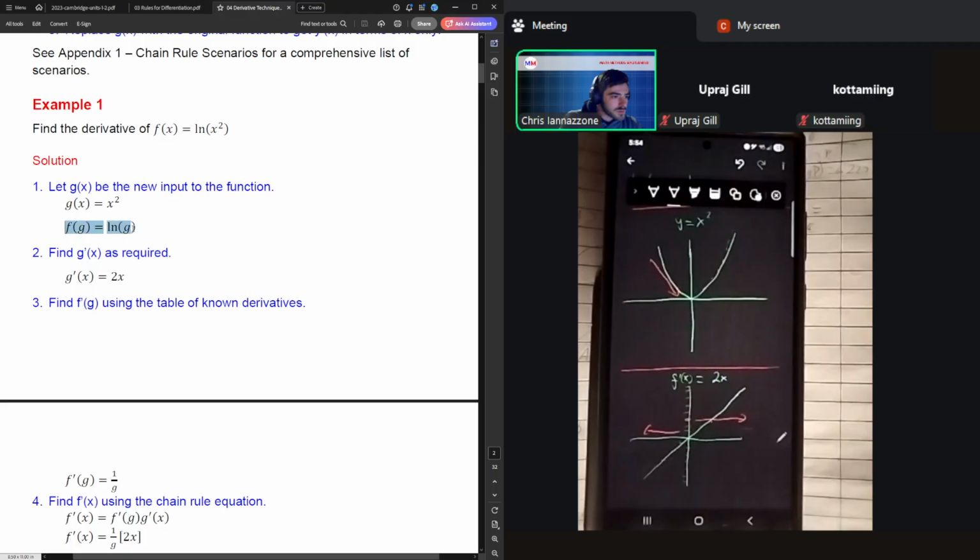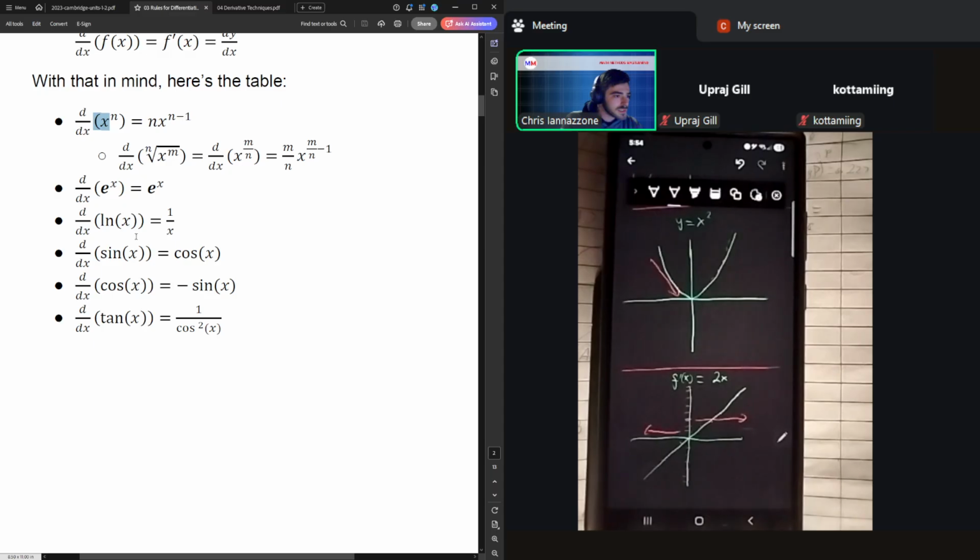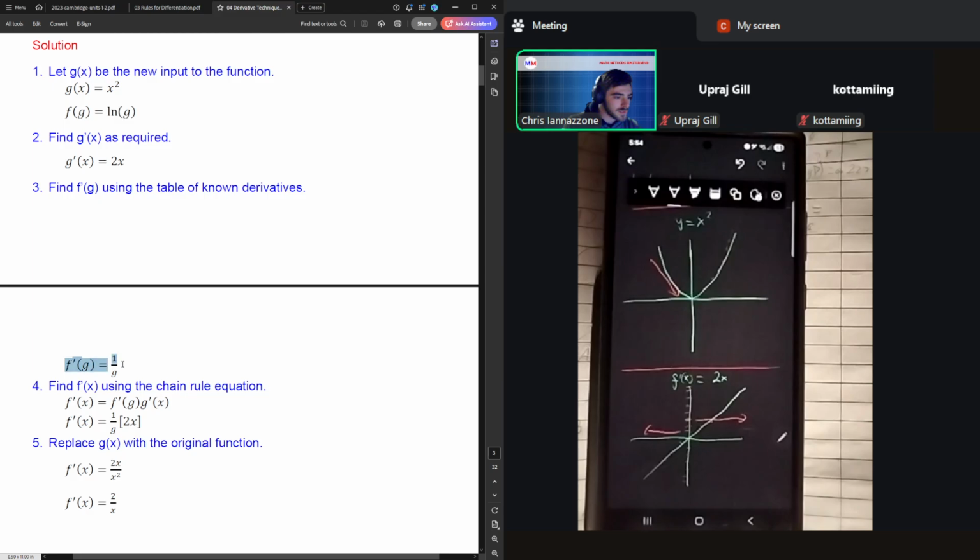Then find the derivative of this one here. So we have natural log this time. If we look at our table, natural log of g, 1 over g. Right, we're just replacing the x with the g. That gets us this. Chain rule just says, grab this, multiply it with this.